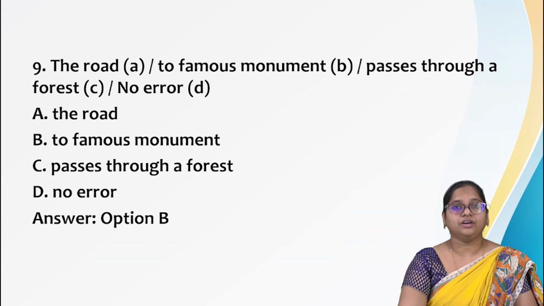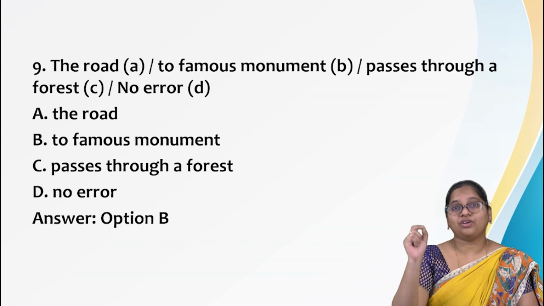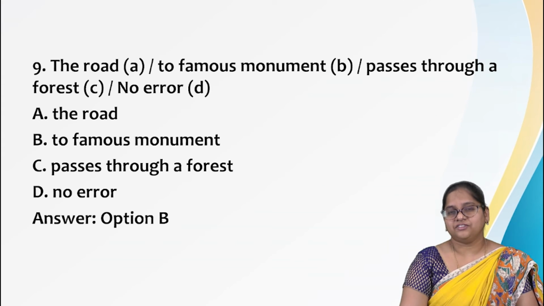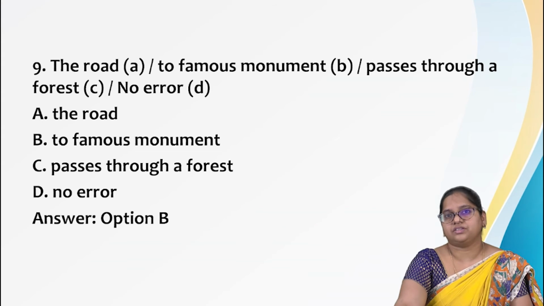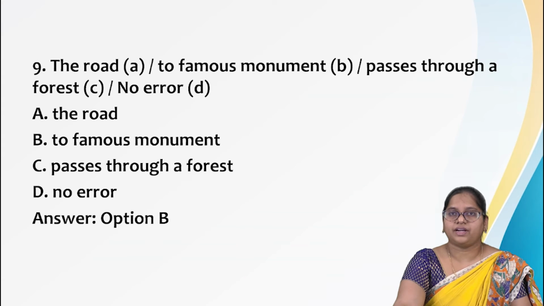So what is wrong here? Option B. What is wrong is not adding an indefinite article. If you add it, a famous monument, then it comes right. So option B is the right answer.